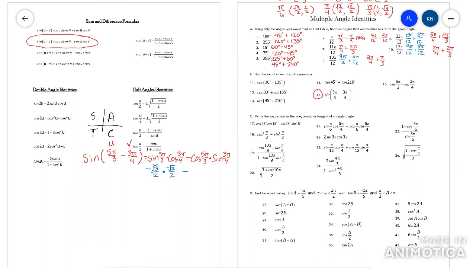Cosine 5 pi over 3 is in quadrant 4. It is positive there. So this one's just 1/2. Sine 3 pi over 4 is in quadrant 2. It is positive there. This is root 2 over 2. Do you notice how I'm thinking about if it's positive or negative every single time? That's where everybody messes up. They drop negative signs and then it's over.